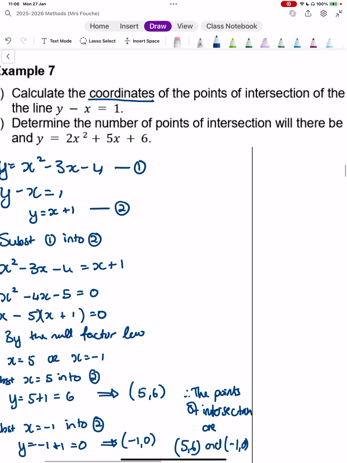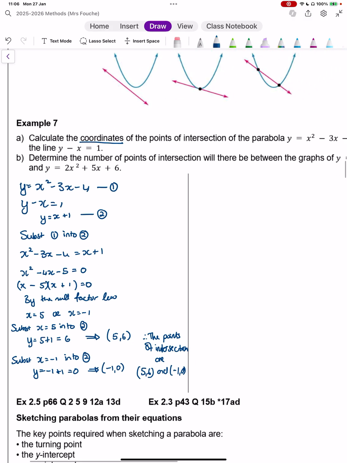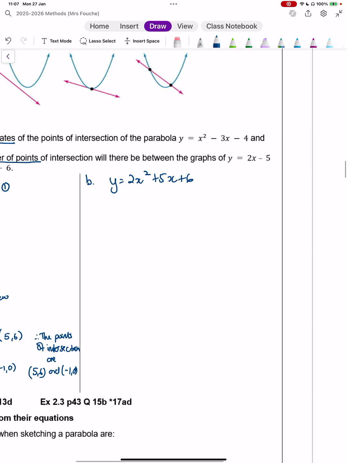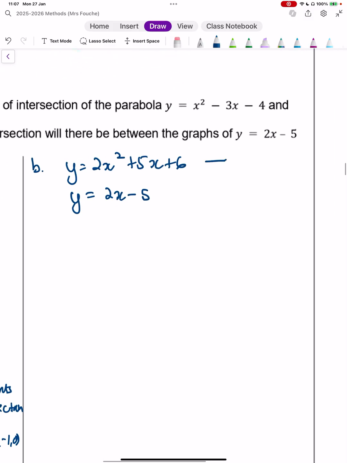All right, let's have a look at the next one. Determine the number of points of intersection. Now, the number of points, they don't want the actual points, they want to know how many, and immediately that should be making you think that's got something to do with the discriminant. Okay, so let's have a look here. We have y is 2x squared plus 5x plus 6, and we have y is 2x take 5, and I'm going to make this equation 1, this equation 2, and we're going to solve them simultaneously.